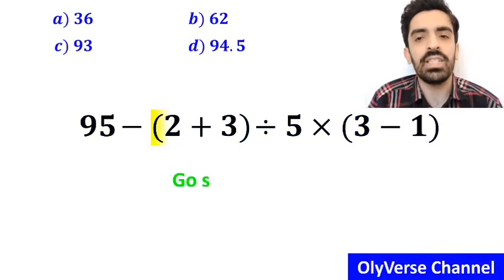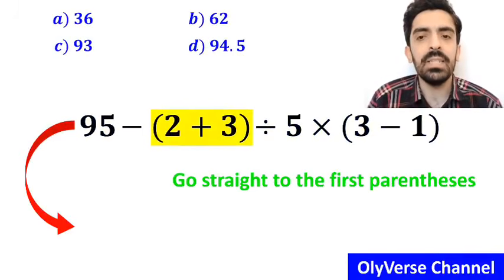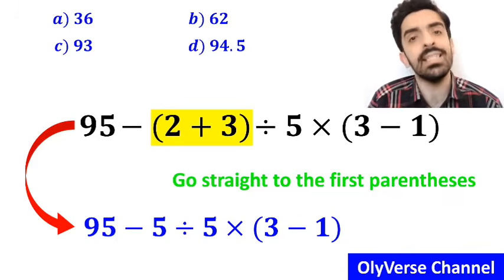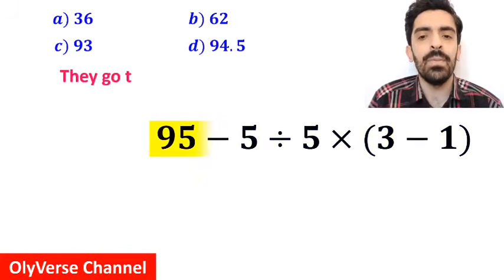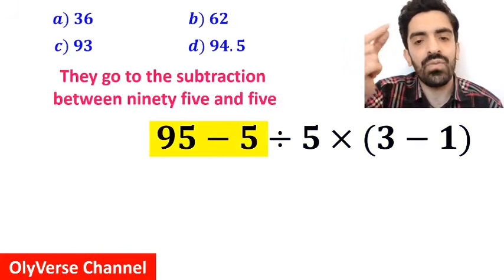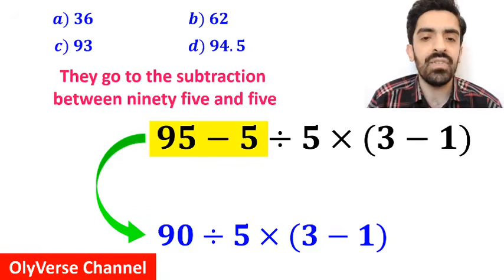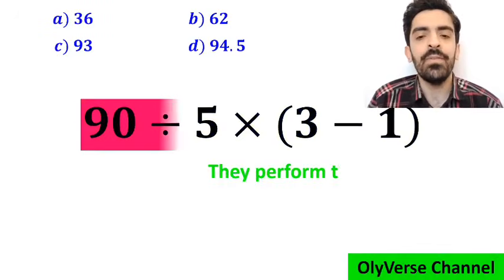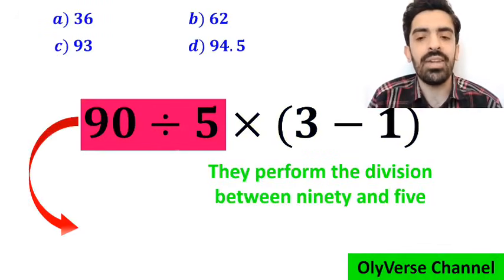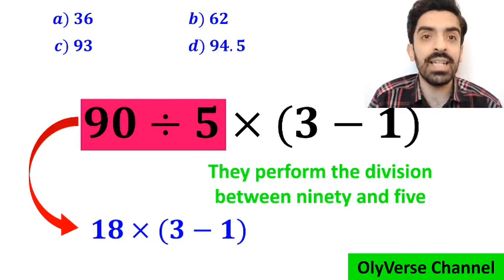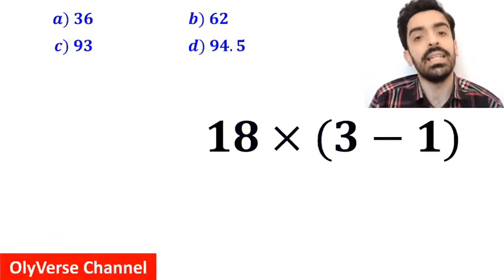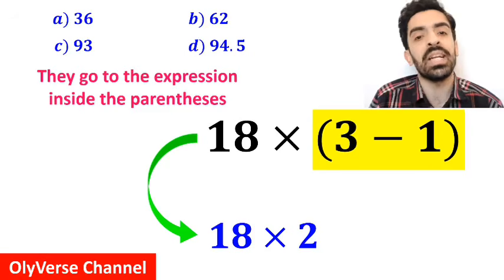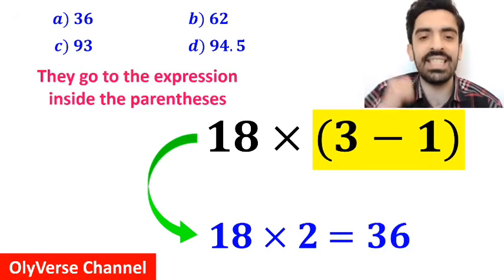Many people, when solving this question, go straight to the first parenthesis and simplify this expression to 95 minus 5 divided by 5 times (3 minus 1). In the next step, they go to the subtraction between 95 and 5 and simplify this expression to 90 divided by 5 times (3 minus 1). Then, they perform the division between 90 and 5 and write this expression as 18 multiplied by (3 minus 1). In the final step, they simplify the expression inside the parenthesis to 18 multiplied by 2, which eventually gives them the answer 36.